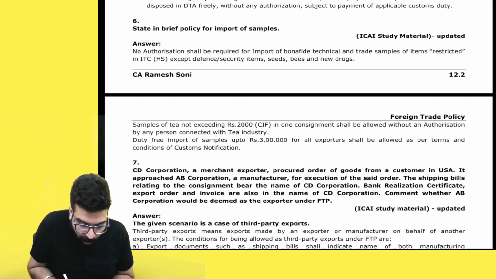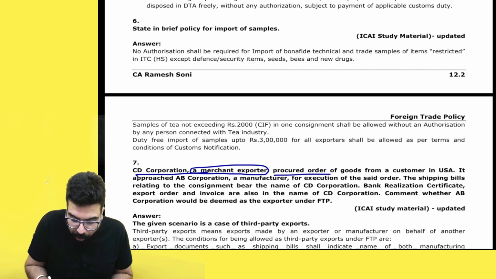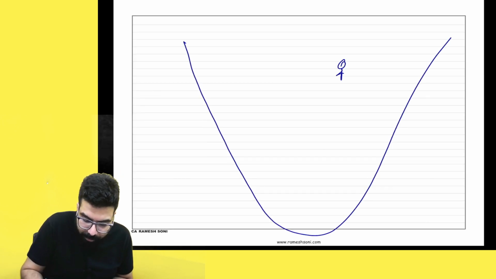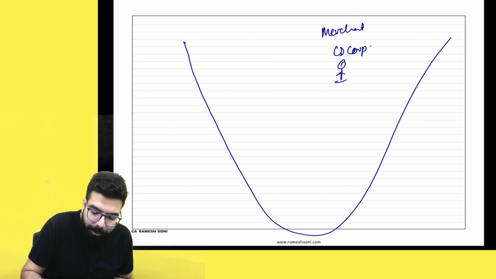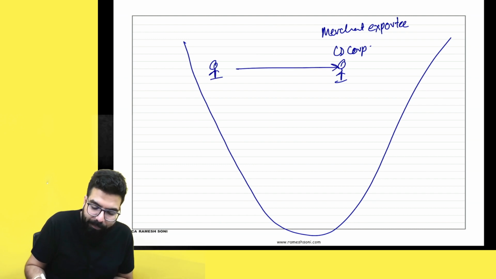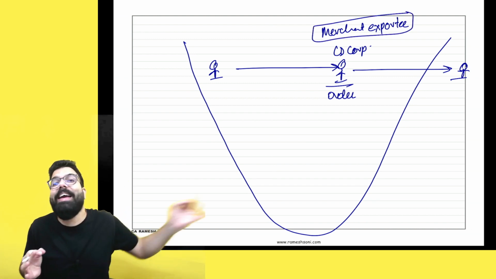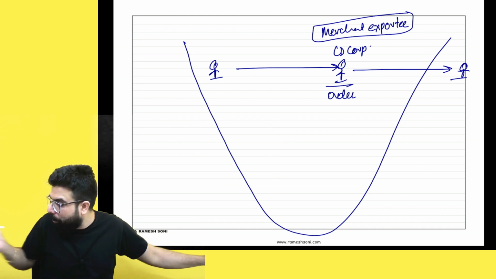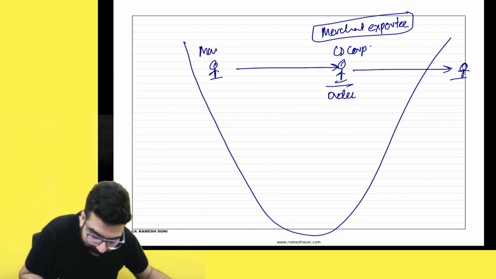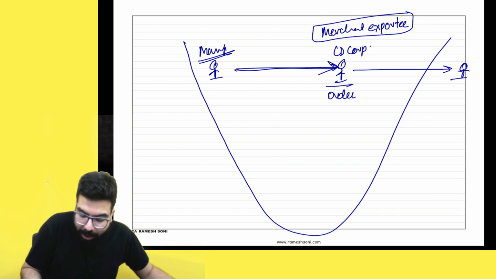See, CD Corporation, a merchant exporter, procured an order from a customer in the US. CD Corporation is a merchant exporter. Merchant exporter means he does not manufacture. He just buys from a manufacturer, and then he will go ahead and export. So he got an order. Merchant exporter means those people who buy and sell. So he is buying from a manufacturer and exporting.